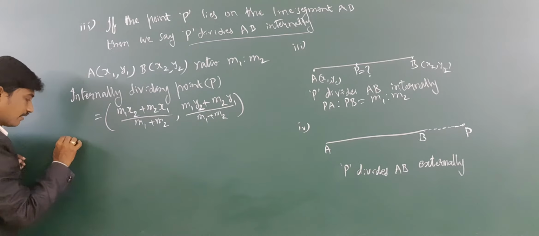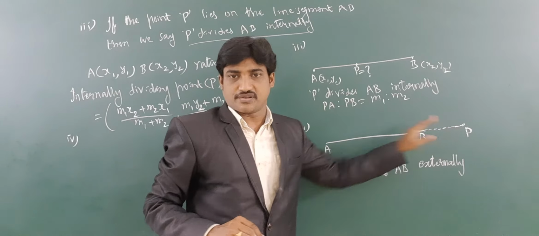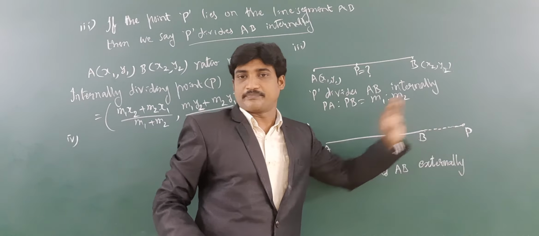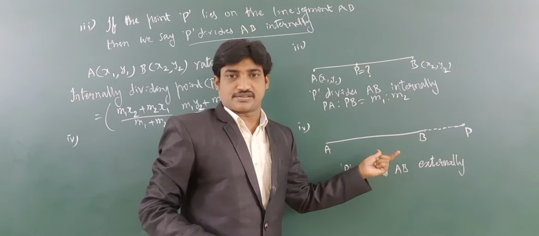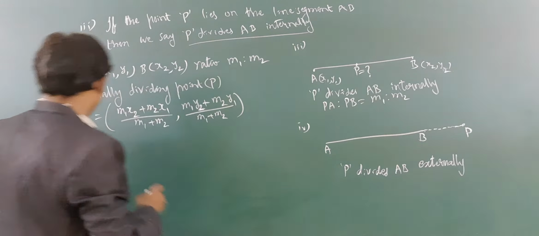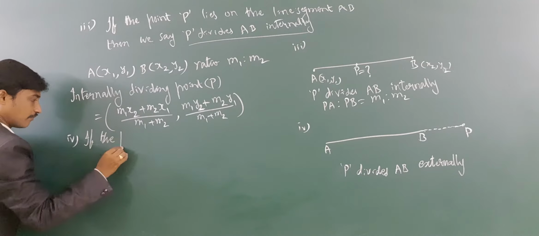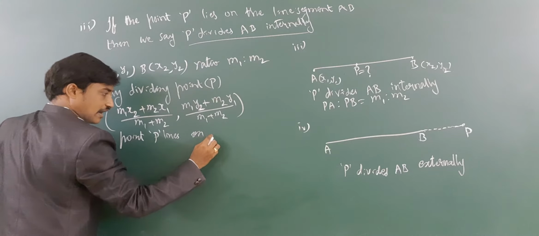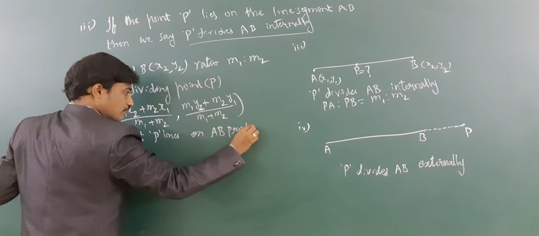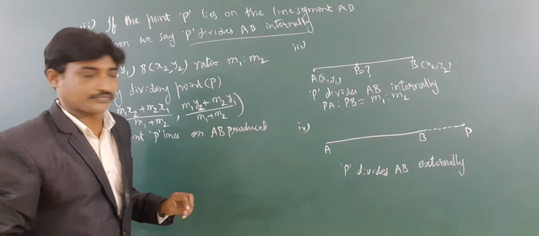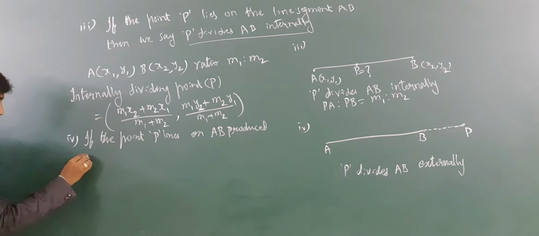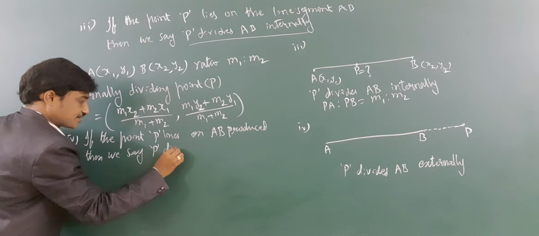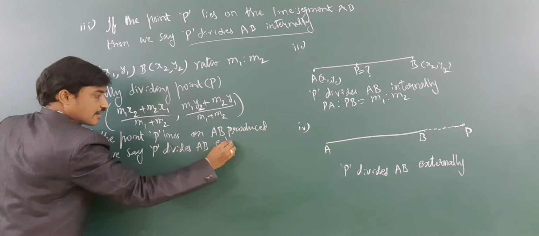On the other hand, if the point P lies on the line segment AB produced, then we say P divides AB externally.